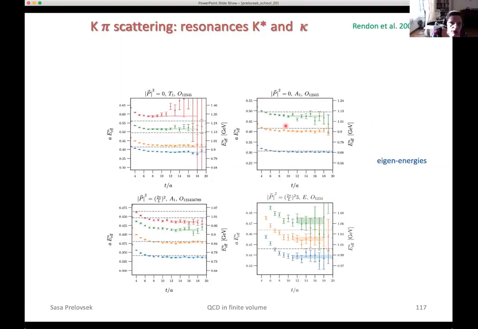Okay. Now, K-pi scattering. This is already quite a bit more challenging. We did the first calculation of the K-star meson width back in 2012, but I'm not presenting that calculation, I'm presenting a more recent follow-up. Again, you put the kaon and pion in a box. You determine the eigenenergies for various total momenta and various irreps, irreducible representations, which have some weird names, don't worry about them. You get these eigenenergies, and it's important that you observe the energy shifts from the non-interacting levels, indicated by the dashed lines.